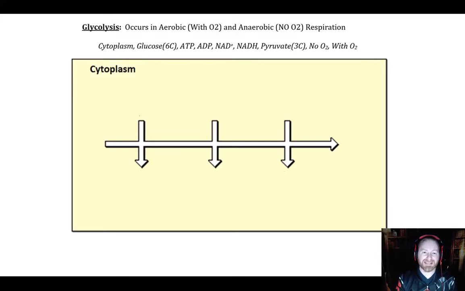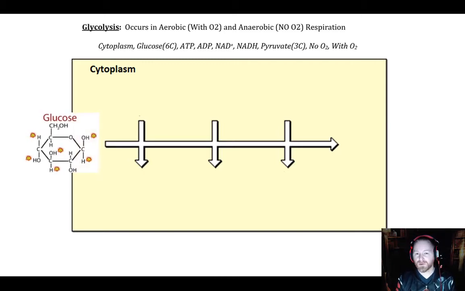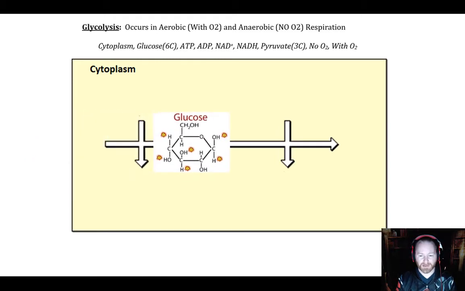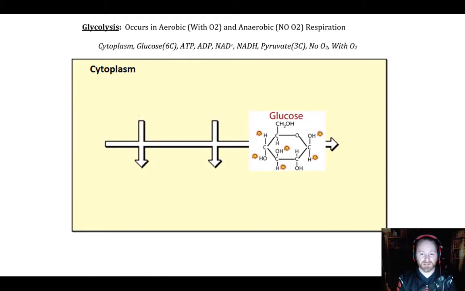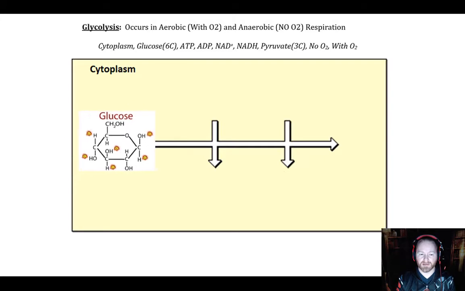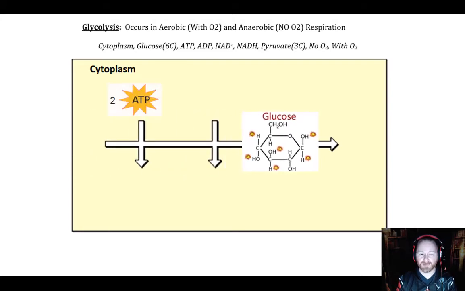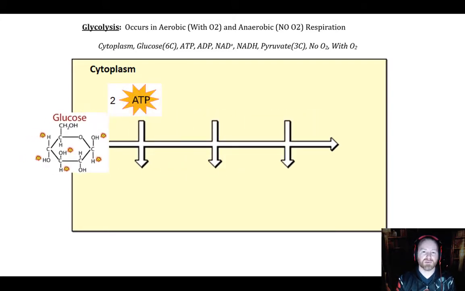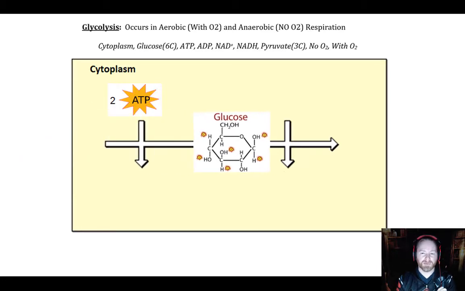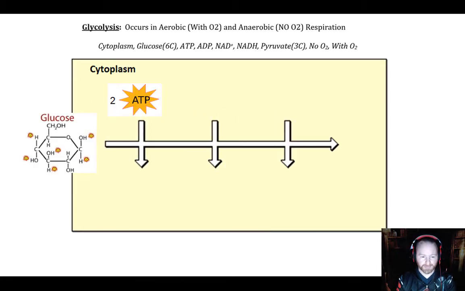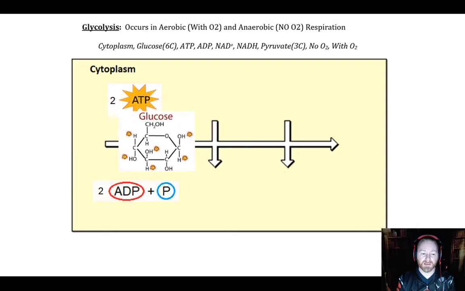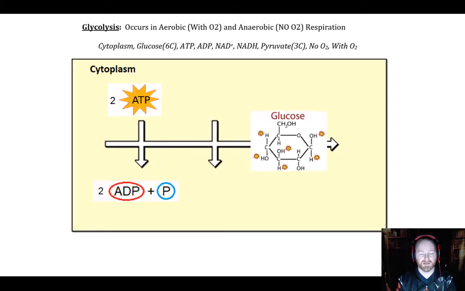So this is happening in the cytoplasm as the glucose gets brought into the cell before it's broken down and put into the mitochondria. And so we start off with a glucose molecule, right? And it's going to go through a couple of steps, and eventually it's going to become two pyruvates, right? Well, the first thing that has to happen is we have to put a little energy into the system. We've got to put 2 ATP in. And of course, 2 ATP in means 2 ADP and a phosphate come out.